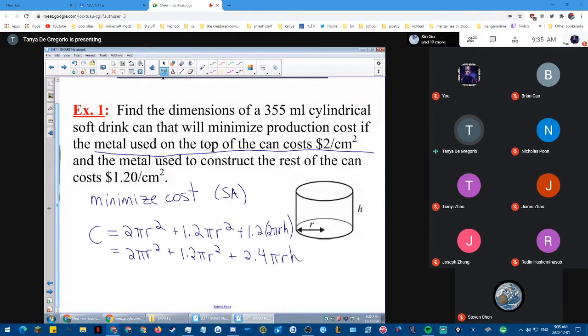Multiplying 1.2 times 2, we know it's 2.2. Okay, this is now what I need to take the derivative of. Can I take the derivative of this? No. Why not? Too many variables.